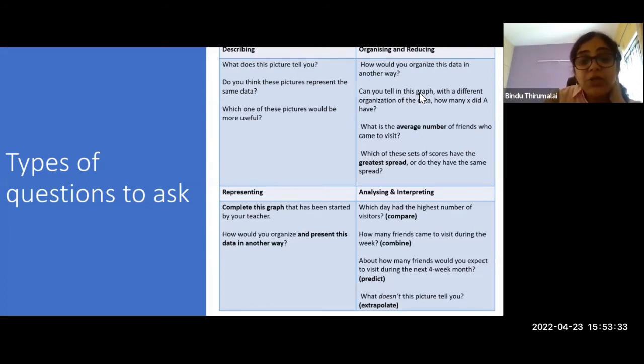Analyzing and interpreting is again, you're comparing the data, you're combining the data, you're making predictions, you're extrapolating from what the picture doesn't tell you, but what you can predict and infer from this data. So these are the kinds of questions. And you can start asking these kinds of questions from a very young age. Only they will be simple analysis.